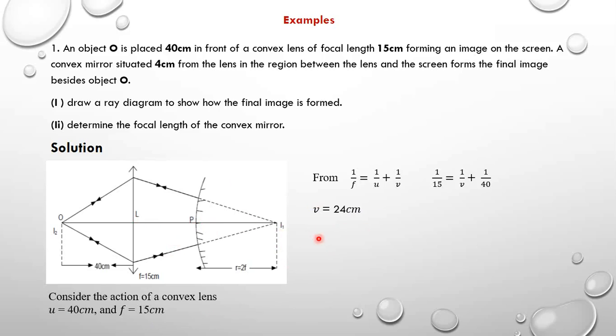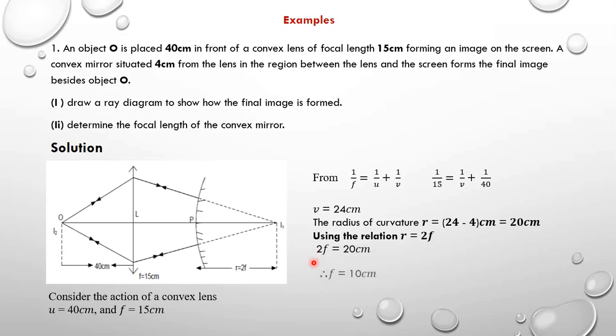So if I want to get the distance PI1, it is going to be 24 minus the distance LP, which is actually 4 centimeters. And so we shall get 24 minus 4, which will give us 20 centimeters. And therefore, R is equal to 2F. So we have R equal to 20 centimeters, and then F is going to be 10 centimeters. But we need to recall that the center of curvature for a convex mirror is virtual, so F is going to be negative 10 centimeters.